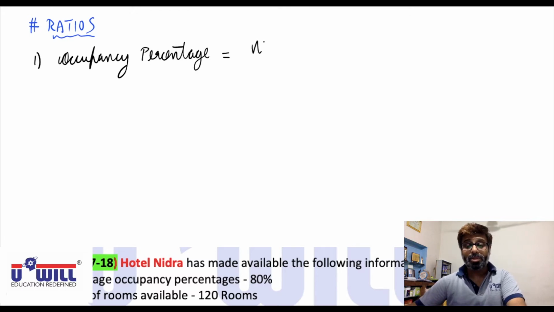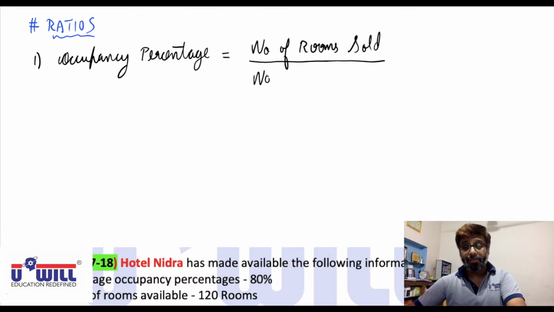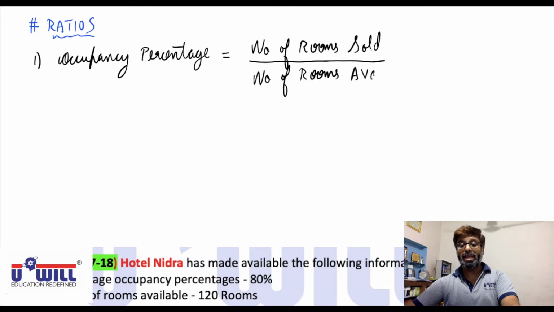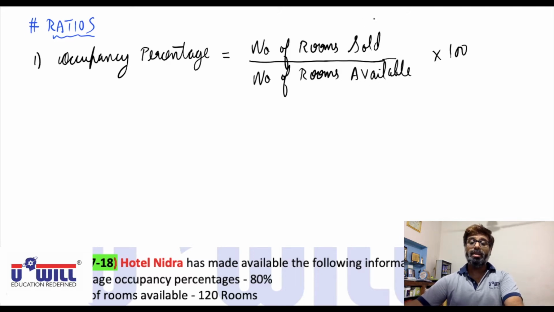number of rooms sold divided by number of rooms available into 100. Okay, number of rooms sold divided by number of rooms available into 100. It's a normal formula. Occupancy percentage means out of the available rooms, whatever are sold, that percentage we are required to find. So sold divided by available into 100.